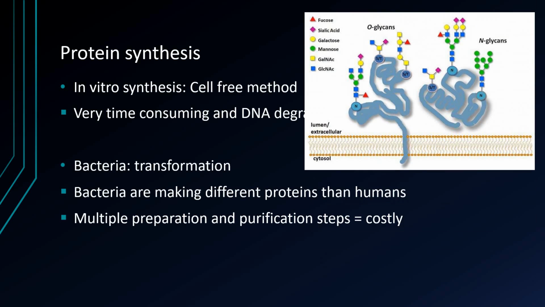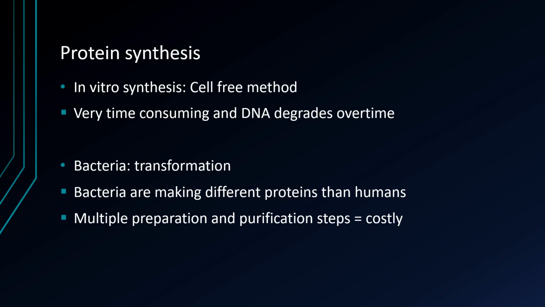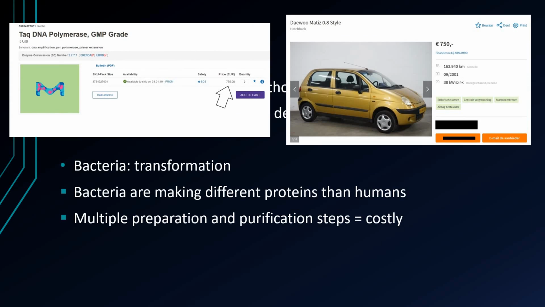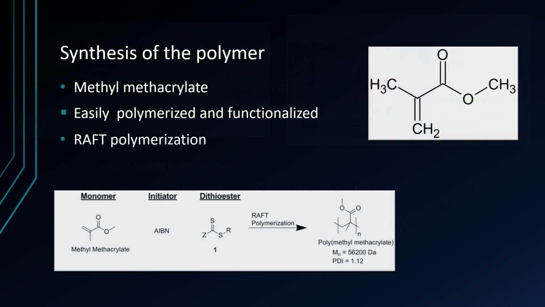Letting bacteria do the hard work is also not perfect. Because bacteria have other needs than humans, they make different proteins. For one, bacteria rarely perform glycosylation of their proteins. This is an important step in making the protein function in the human body. Another problem with synthesis of proteins in bacteria is that there are often multiple steps of preparation and purification needed to make the protein function. These steps are very expensive, and that is why 200 microliter of DNA polymerase costs more than this amazing yellow sports car.